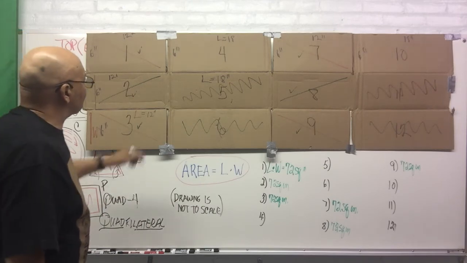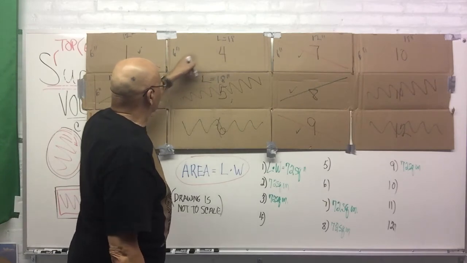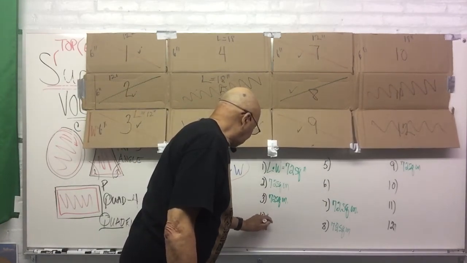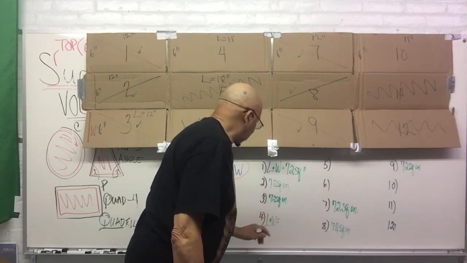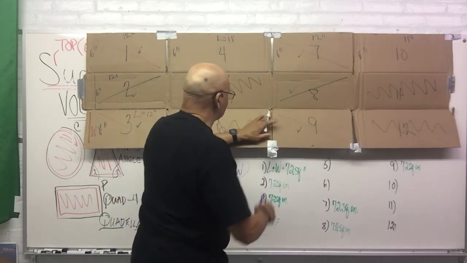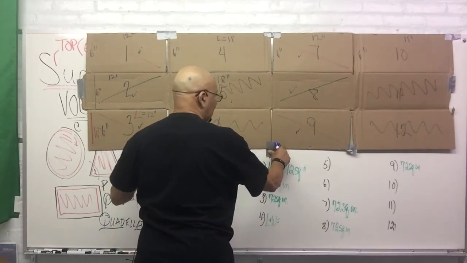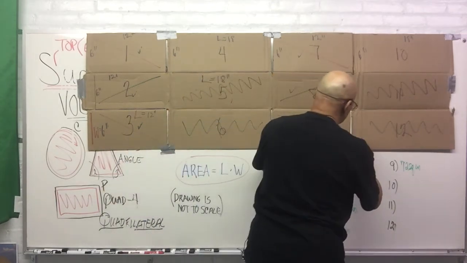So now this is 6 times 18. Number 4 is length times width equals 6 times 18. So we have to figure out what 6 times 18 is. So we'll just multiply it and see.